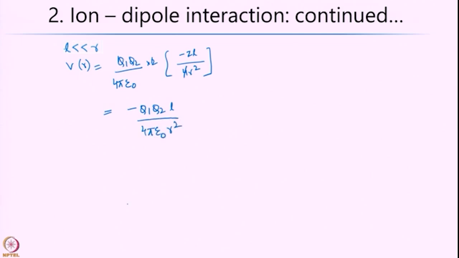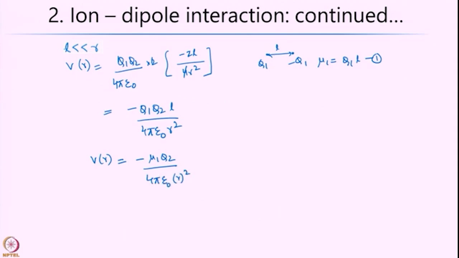And I hope you remember that the dipole moment between the two charges, that is Q1 and minus Q1 with the separation of L, is given by mu 1 is equal to Q1 times L, right. So if we plug this into this particular V of R, we would be left with V of R is equal to minus mu 1 times Q2 divided by 4 pi epsilon naught R square.